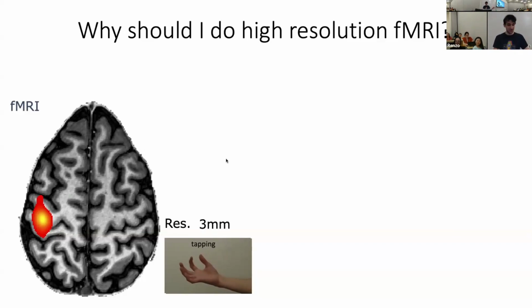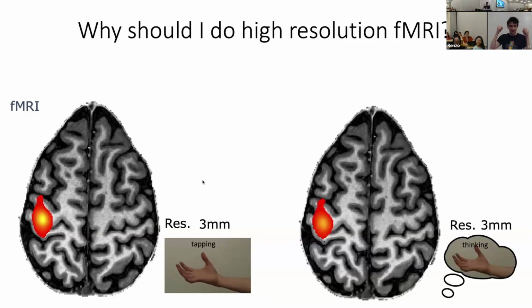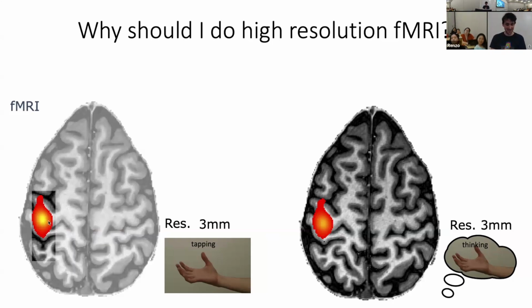So at conventional resolutions, when you do a finger tapping experiment, you see that we have this blob of activity in the sensory motor system. Now, if you ask a person to just think about moving their hand without actually moving the hand, making it more neuroscience-y, you can see that the brain pattern actually looks frustratingly similar, right? It's a bit weaker and skewed differently, but how can the brain look so similar when the behavior is completely different, right?